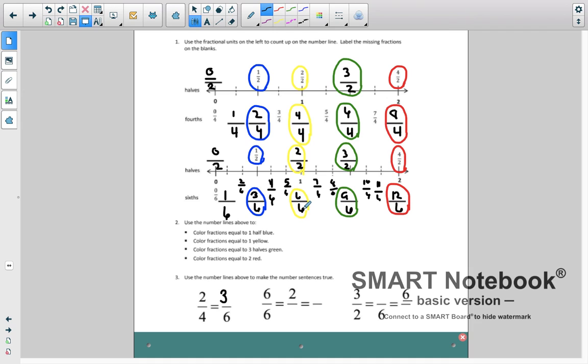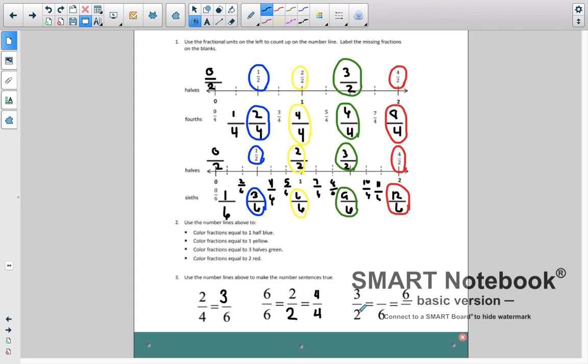Now it wants us to do 6/6. So I'm going to look at 6/6. So I see that 6/6 is equivalent to 2/2. And 2/2 is also equivalent to 4/4. So 6/6, 2/2, and 4/4 all equal the same thing. They all equal 1 because they have the same numbers at the top and the bottom.